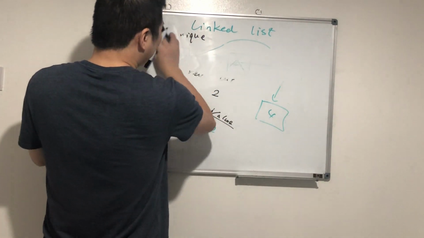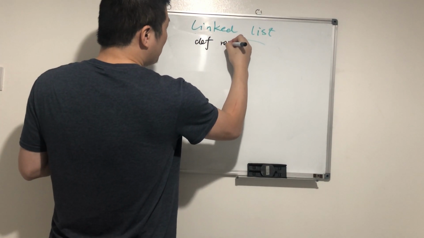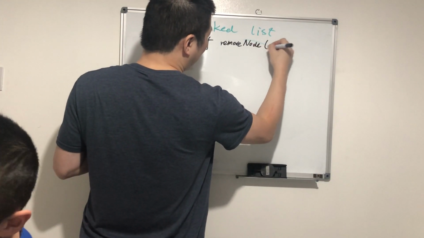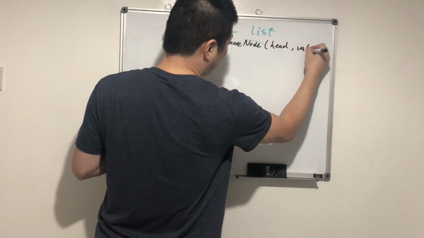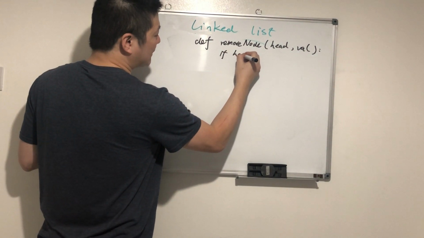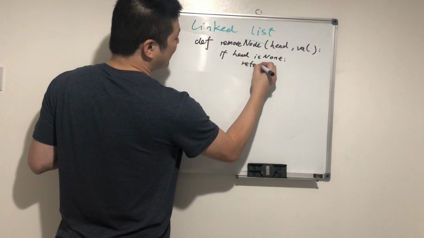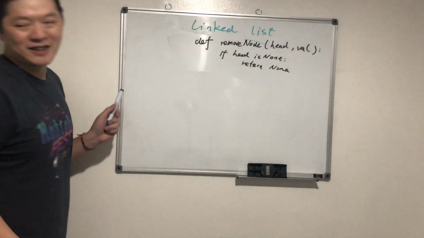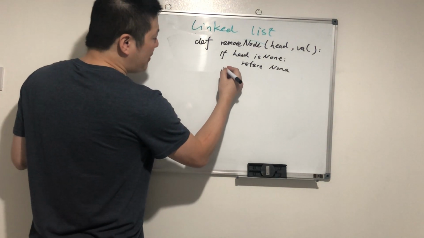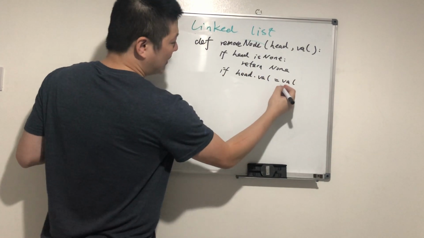Okay, so let's do this. Define remove node, and then we give it a head and a value. What's missing? Okay, so now if you are given a head that is none, then we just return none, because you are given nothing, then there's no point to look for it. Am I right? Okay, so now, if head dot value is value.